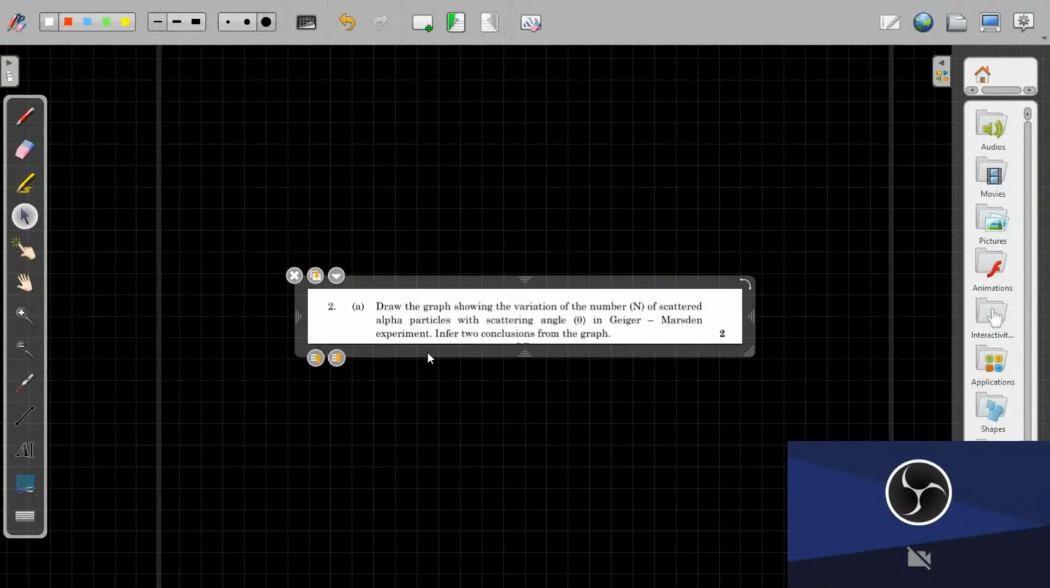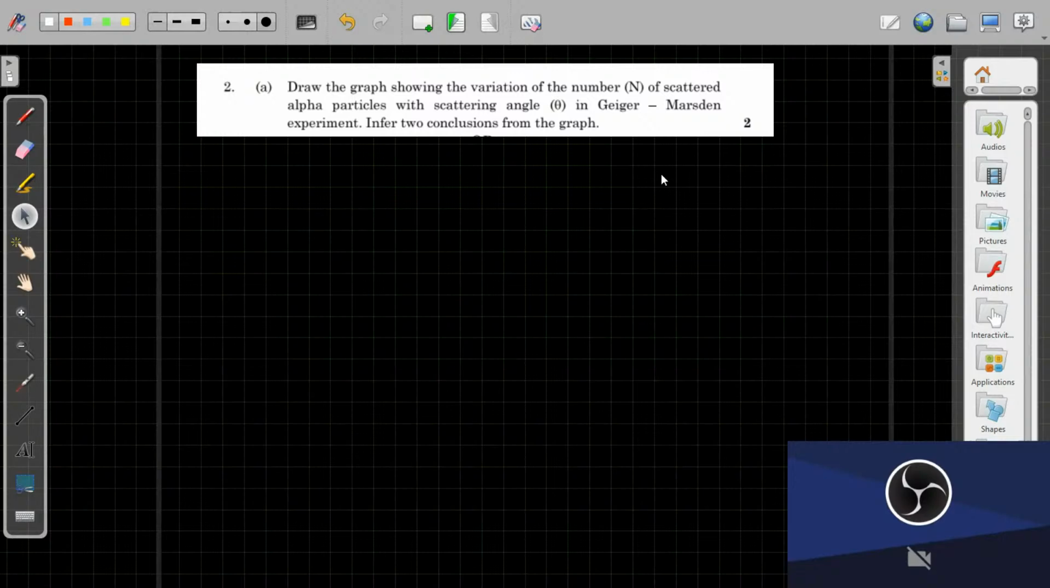Question number 2. That is, draw the graph showing the variation of number of scattered alpha particles with scattered angle theta in Geiger-Marsden experiment. So what is Geiger-Marsden experiment? The most common name is the alpha particle scattering experiment. If you remember, there is a gold foil like this, and there are photographic plates which are used as detectors like this.